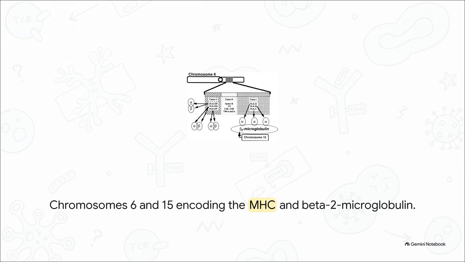But look at the call-out at the bottom there, beta-2 microglobulin. This crucial part of the MHC class 1 molecule isn't even on chromosome 6 at all. It's encoded by a relatively invariant allele way over on chromosome 15. The precision of this genetic coordination across chromosomes is just staggering.